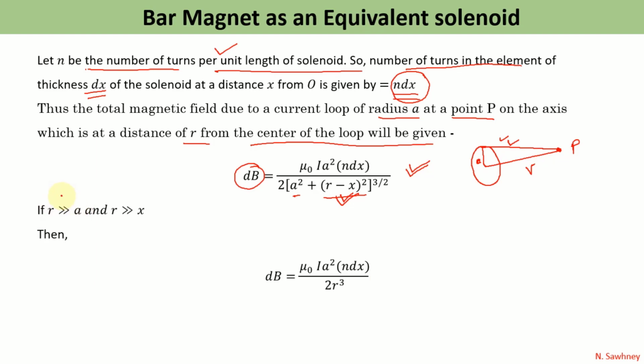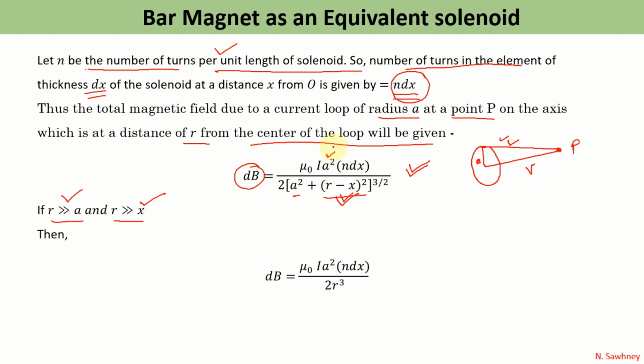As this distance is very large as compared to the radius of the solenoid, we are neglecting a square from the denominator, and also this distance r is very large as compared to the distance x of the small loop from the center. So we will omit x also from the denominator, only from the denominator and from nowhere else. We cannot omit a square from the numerator, otherwise the entire expression will be 0.